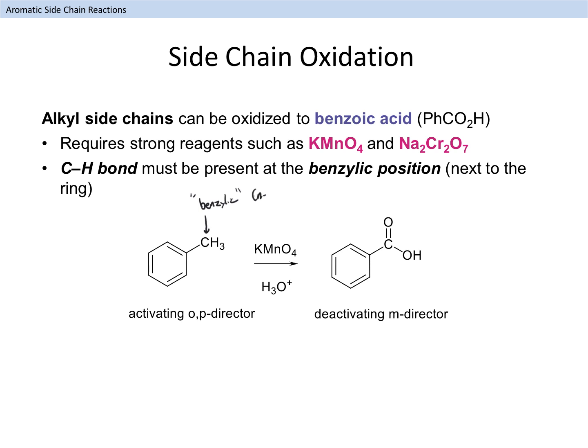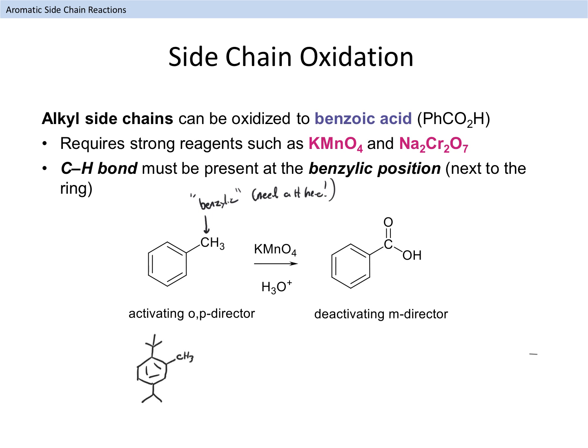Let's consider an example of this reaction. The benzylic oxidation of toluene, also known as methylbenzene. When treated with potassium permanganate, in acidic conditions, this reaction converts toluene into benzoic acid. Notice that the directing effects are switched as a result of this transformation. Specifically, the methyl group, an ortho-para-director, is converted to a carboxylic acid group, which is a meta-director. Let's look at another example.